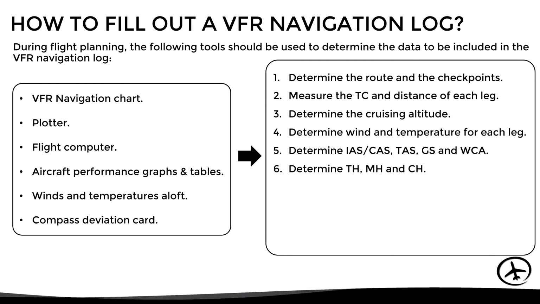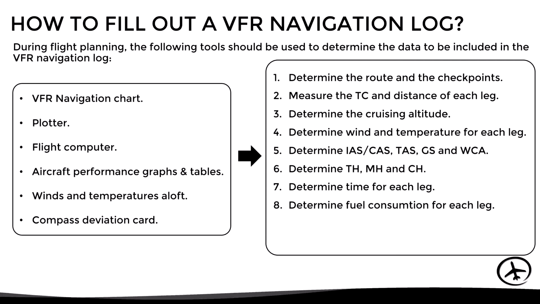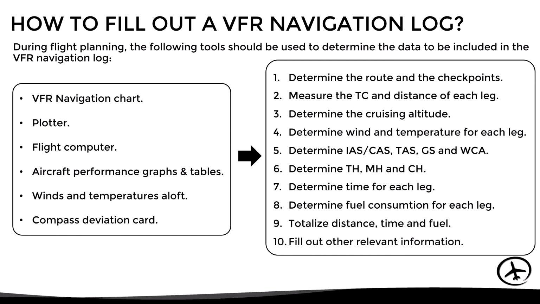Then, determine the true heading, the magnetic heading, and the compass heading for each leg. Then, using a calculator or the flight computer, determine the estimated time en route for each leg. Then, using the performance tables of the aircraft, determine the average fuel consumption per hour and calculate the fuel required for each leg. Then totalize distance, time and fuel for the entire route. And finally, fill out any other relevant information.